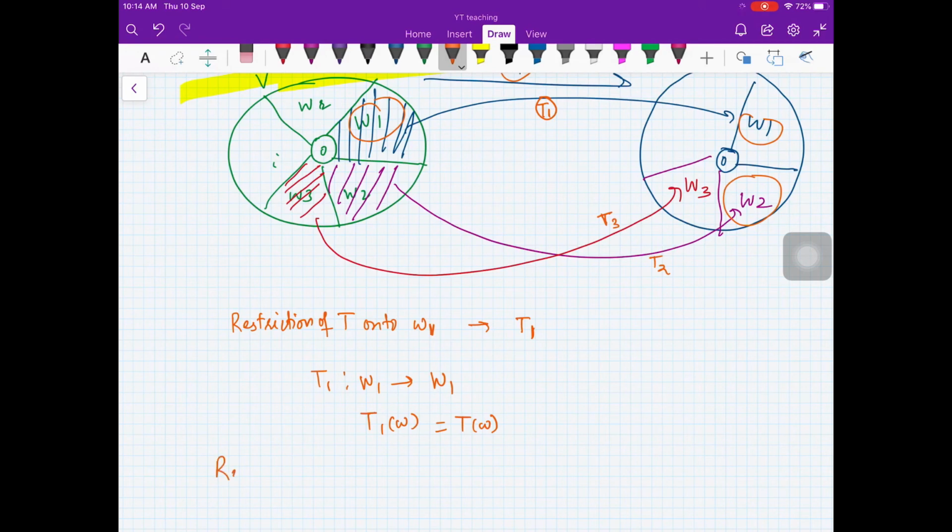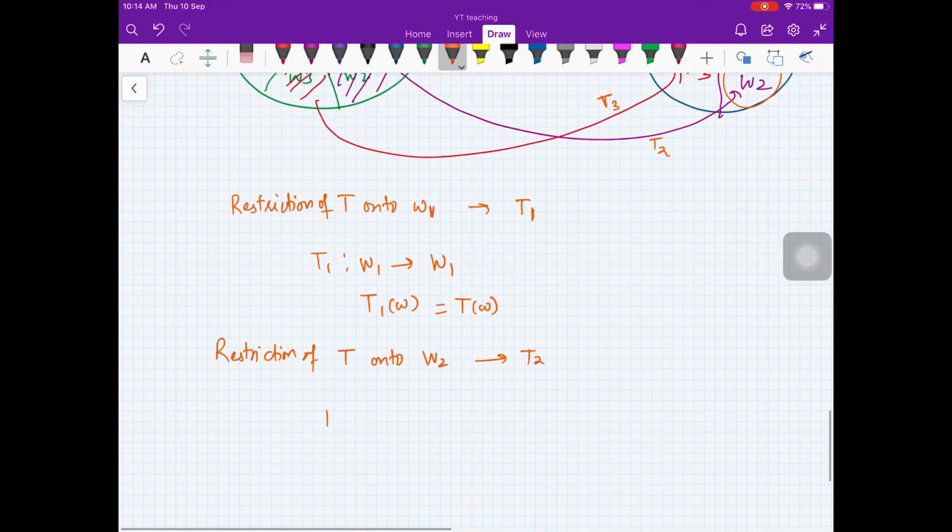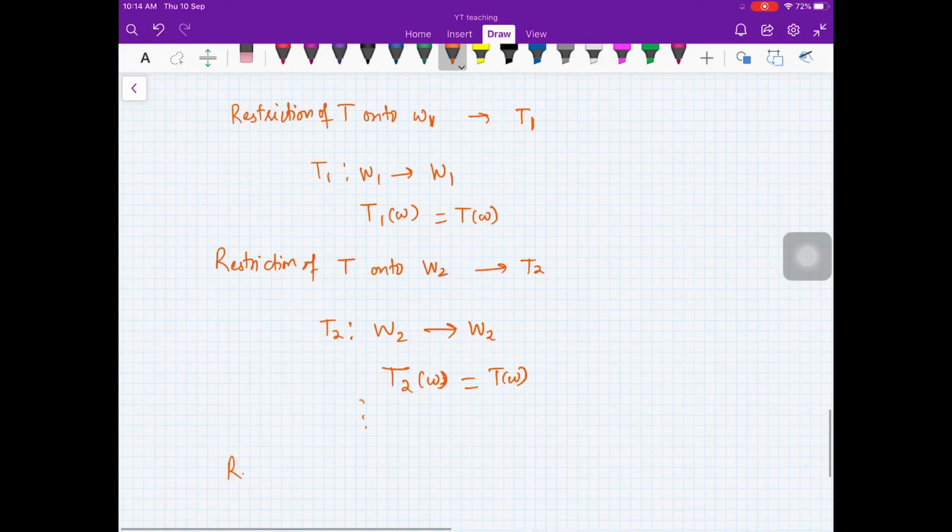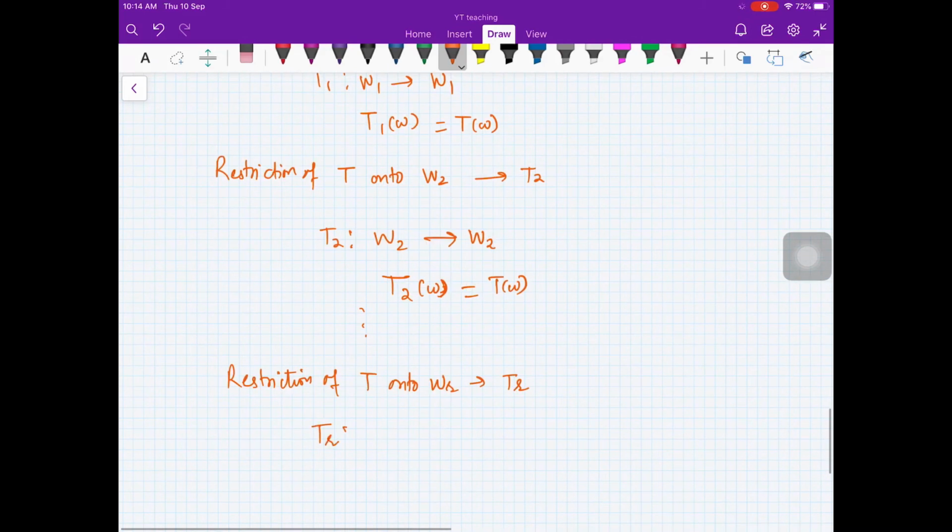Similarly, you have the restriction of T onto W2. You call it T2. So T2 is from W2 to W2, defined as T2 of w is T of w, right? And so on. At the end you have the restriction of T onto WR, which you call TR. So TR is from WR to WR, defined as TR of w is T of w. Is that thing clear? So now you have T1, T2, T3, TR as your maps.